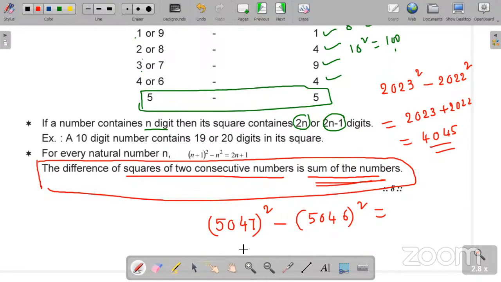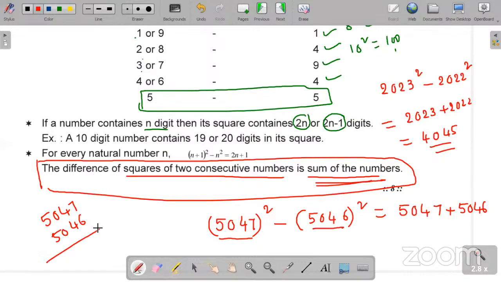What is your answer now? This 5047 and 5046 are consecutive. Consecutive means 5047 is the successor of 5046. Right. Wonderful, Nana Harika. Good job. That means 5047 plus 5046. Adding. What do you get now?